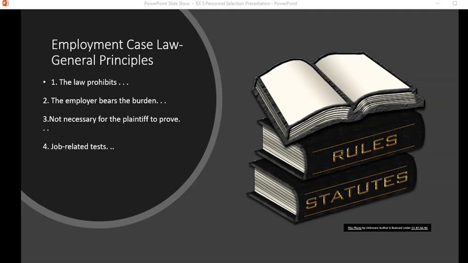Number 1, the law prohibits not only open and deliberate discrimination, but also practices that are fair in form but discriminatory in operation. This applies to Title VII, which prohibits practices having an adverse impact on protected groups unless they are job related. Number 2, in cases of employment practice, the employer bears the burden of proof, not so much the plaintiff. This was according to the Civil Rights Act of 1991.